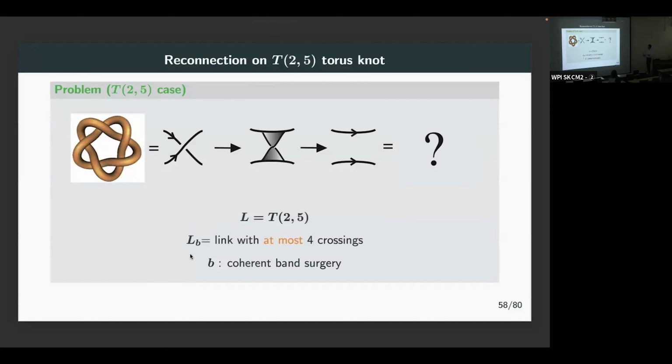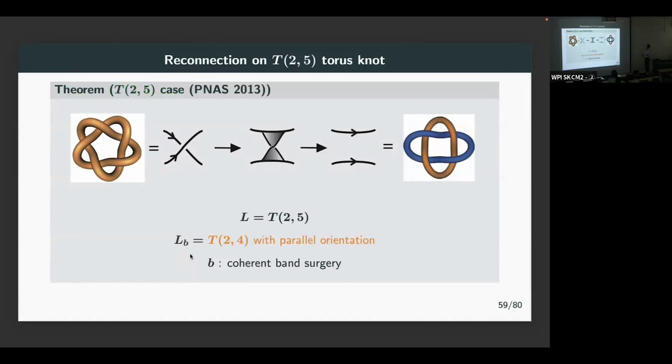And in the next step, you have this knot. And also suppose that the crossing number goes down, so you have at most 4 crossings. And in this case, you have a 2-component link. Then we can give the answer. As in this picture, the product must be the 2,4 torus link, and this has a parallel orientation.